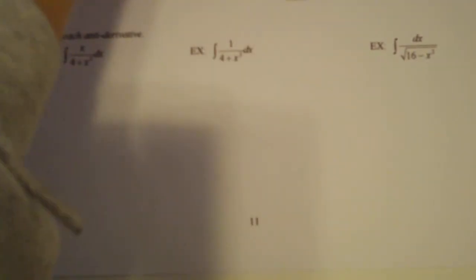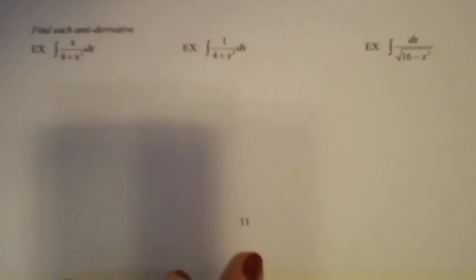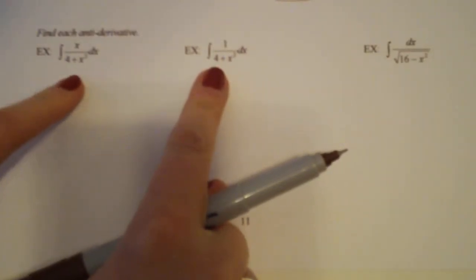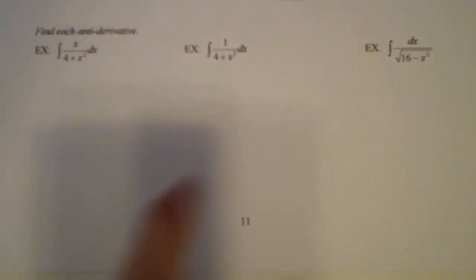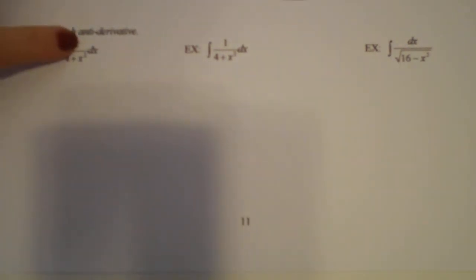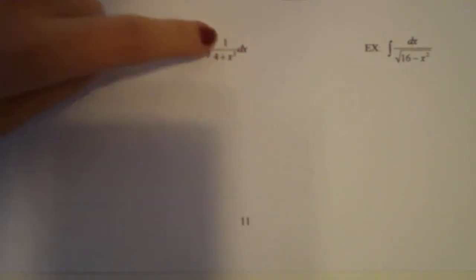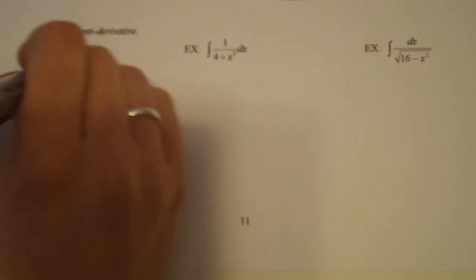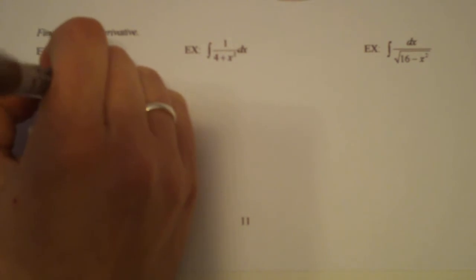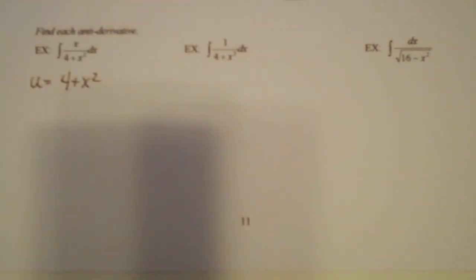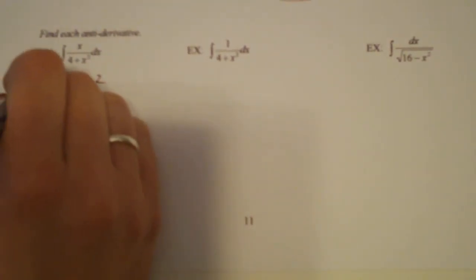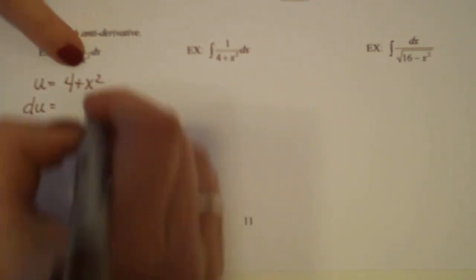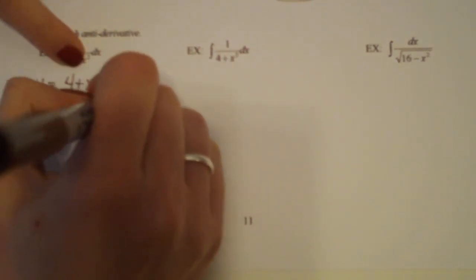If I look at these first two examples, what I notice is that they look practically identical. The only difference between these two examples is an x on top of the first fraction versus a 1 on top in the second fraction. Your instinct when you integrate should always be a u substitution. So I'm going to do this first problem, and I'm going to say, okay, let u equal 4 plus x squared. When I take the derivative, du will then be 2x dx.